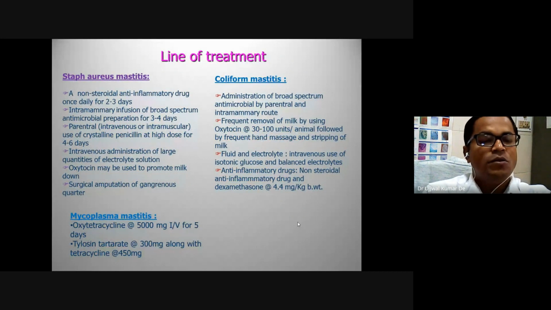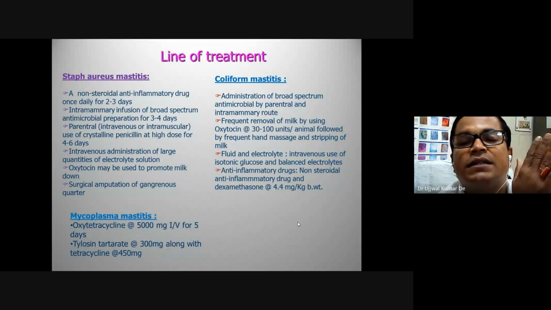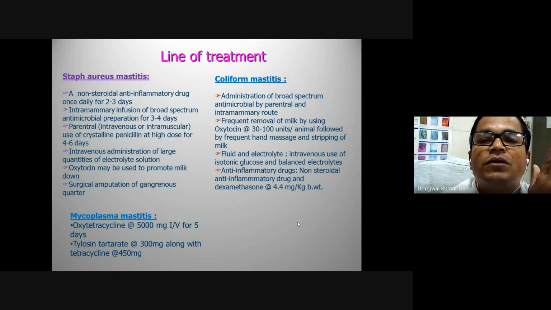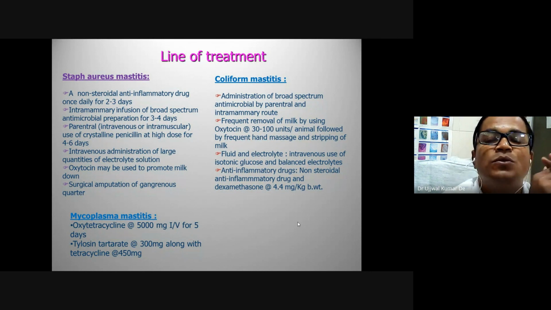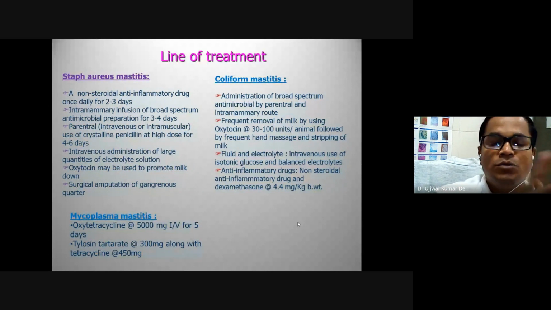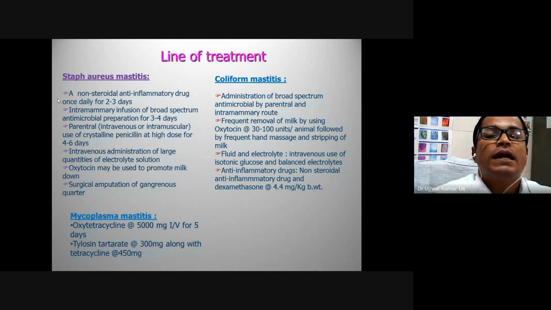Then what is the line of treatment? Suppose the animal is suffering from Staphylococcus aureus. In the initial discussion we talked about how Staphylococcus or coliforms generally produce an acute type of infection. In that case, apart from abnormality of the milk, you will get a high rise of temperature or systemic illness, so those symptoms should be targeted. You should start with NSAIDs such as meloxicam, chlorpheniramine preparations, or other anti-inflammatory drugs.